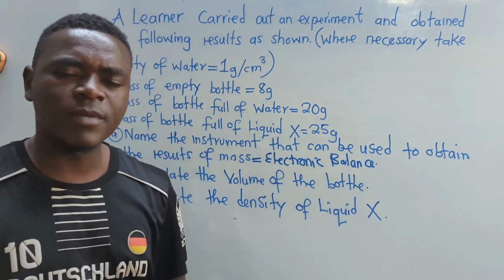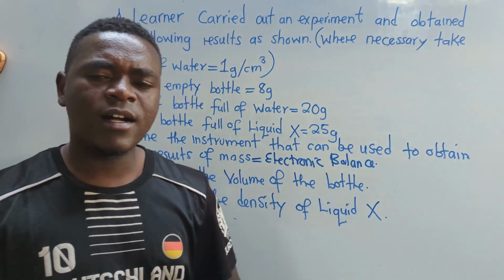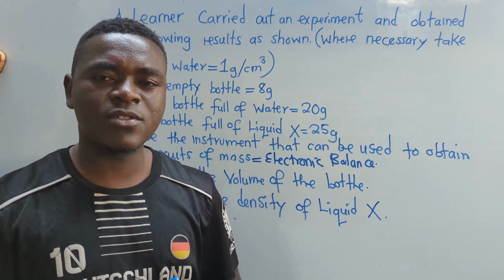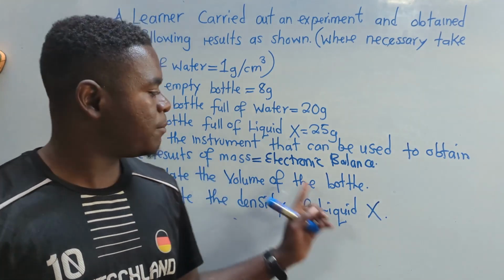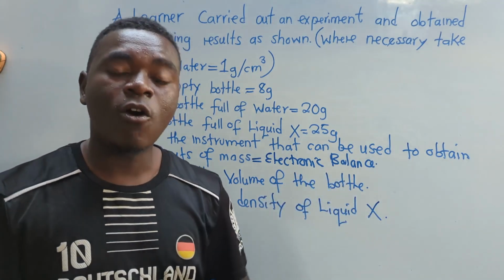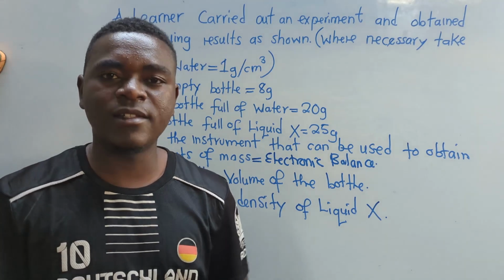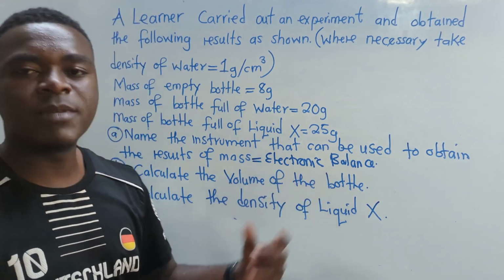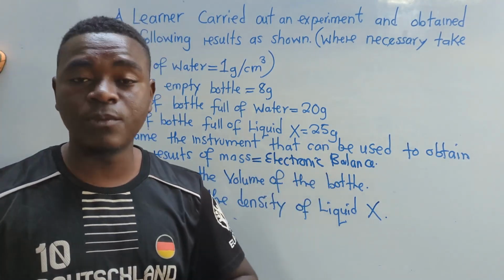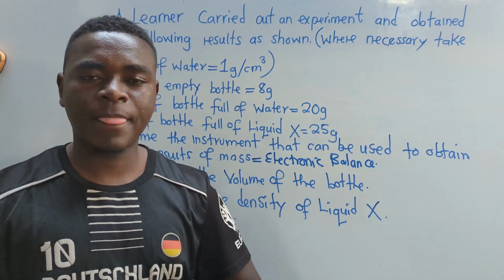This is an instrument. This is 21st century, so we are no longer using beam balances. So you can put electronic balance or digital balance. It is just one and the same. So this is an instrument that can be used to measure mass.